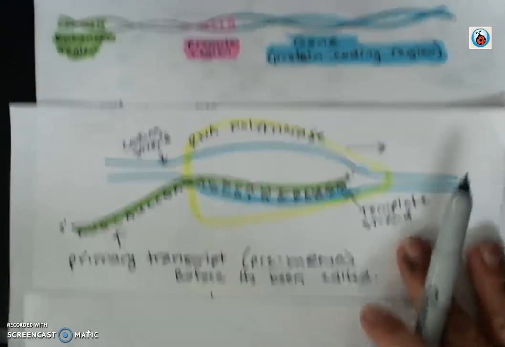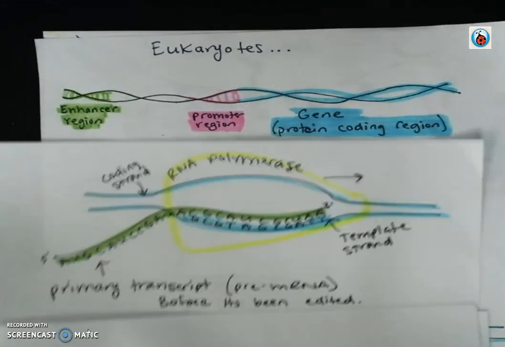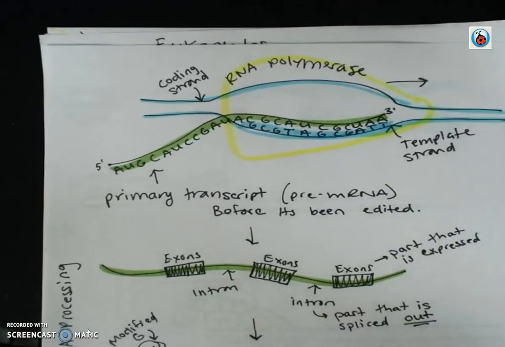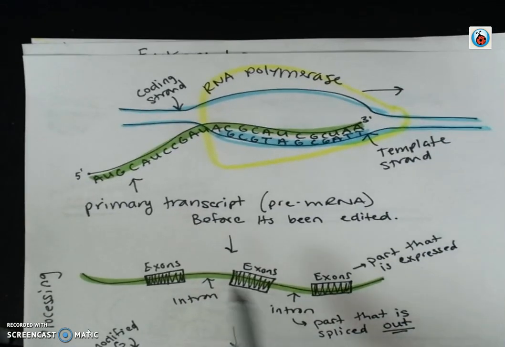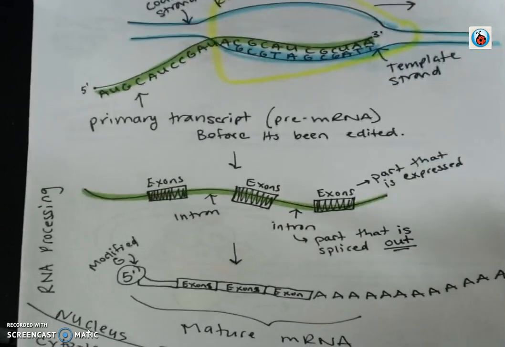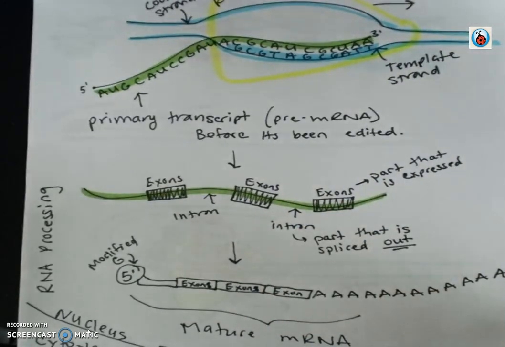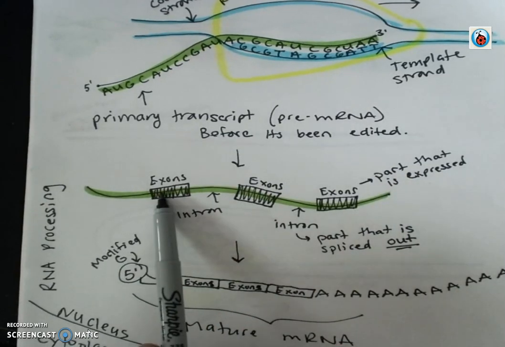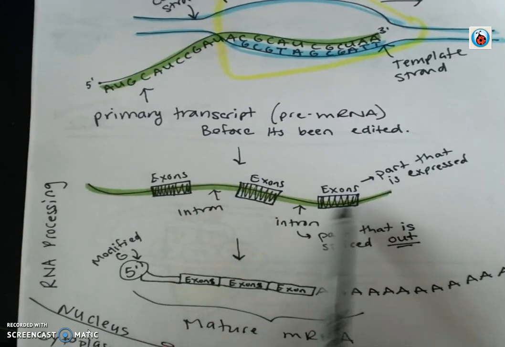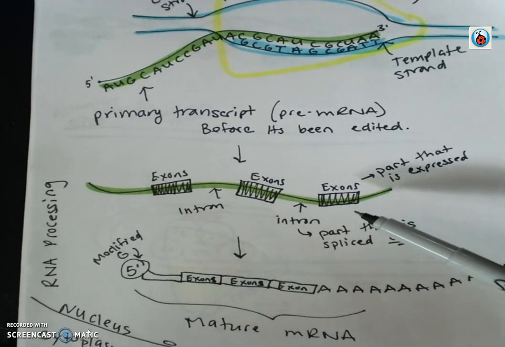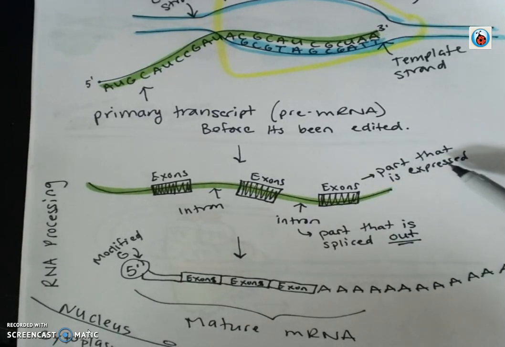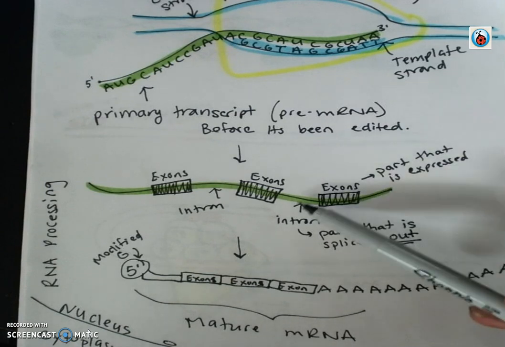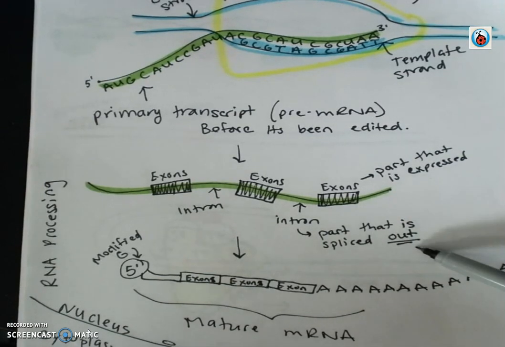Now, in eukaryotes, after we make our primary transcript, there is going to be some RNA processing. Our pre-mRNA, the first mRNA that's made before it's edited, has introns and exons. Exons are the parts that we're interested in, the part that will be expressed. The introns are the parts that are spliced out.